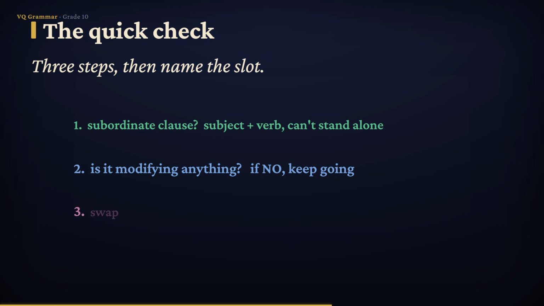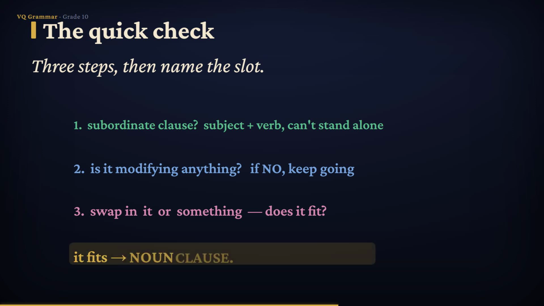Step 3. Swap in the word it or the word something right where the clause sits. Does the sentence still hold together? If it fits, you have a noun clause. Then finish the job and name its slot. Subject, direct object, object of a preposition, predicate nominative, or an appositive.